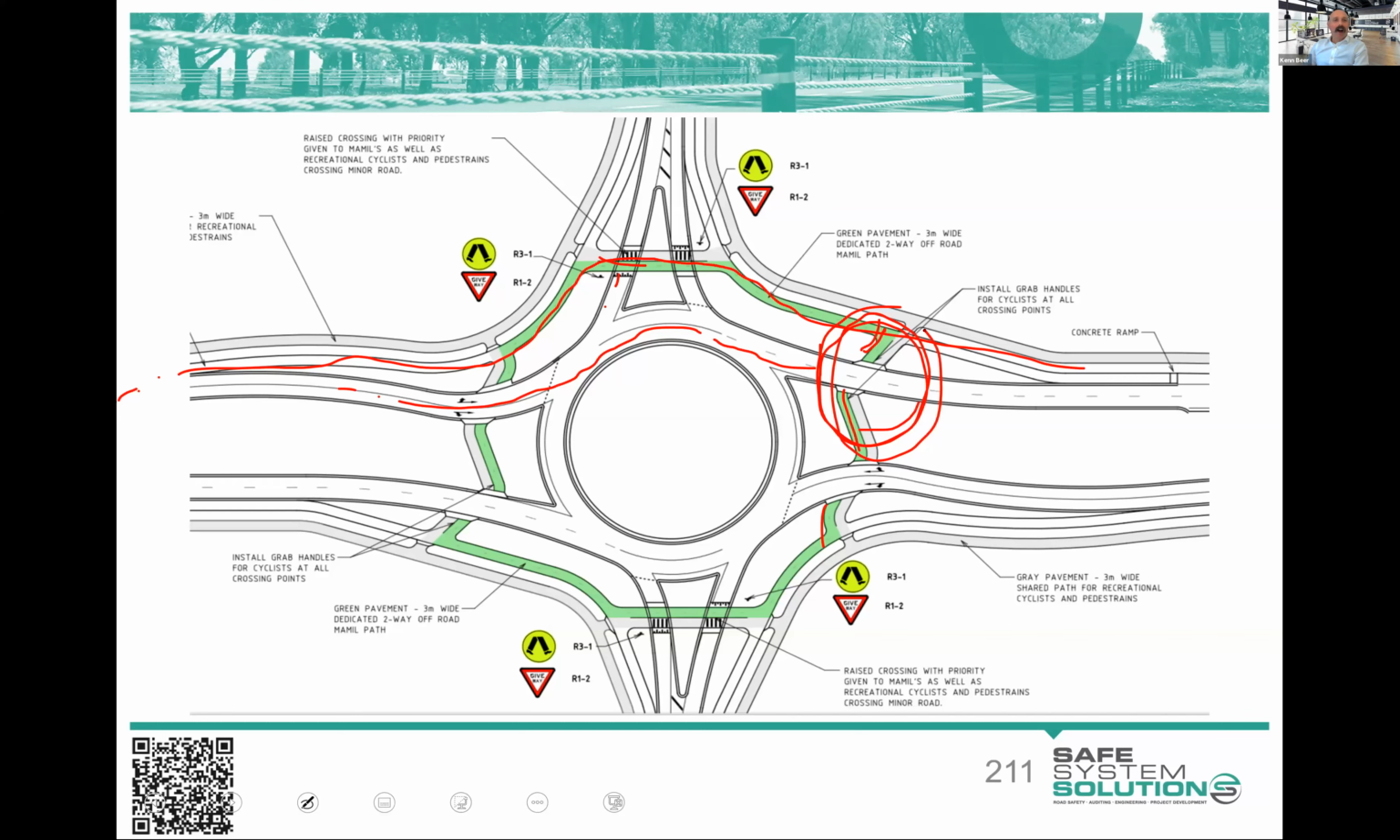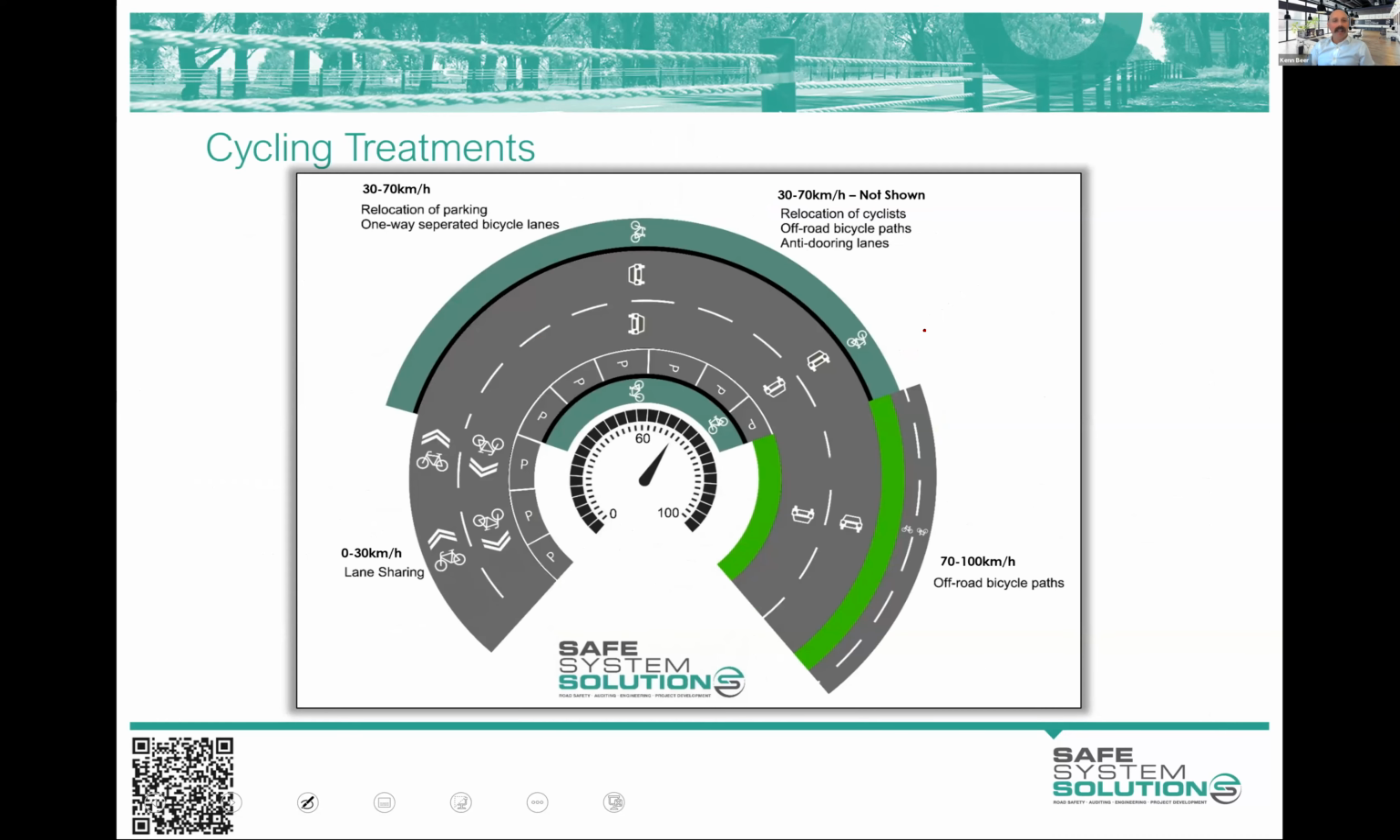Anyway, let's keep ticking along. I like this little diagram, an adaptation of a Dutch diagram, just showing generally where different facilities are somewhat appropriate. Low speed is sharing lanes between cyclists and passenger vehicles. As soon as you're above that, maybe 30 kilometers per hour, maybe even slightly less, you have to provide physical separation, some sort of curbing or the like, or pushing parking out. And then up at the higher speeds is that full separated off-road bike path facility.